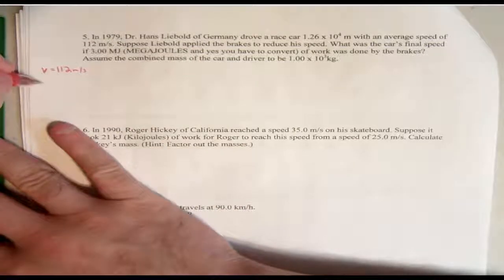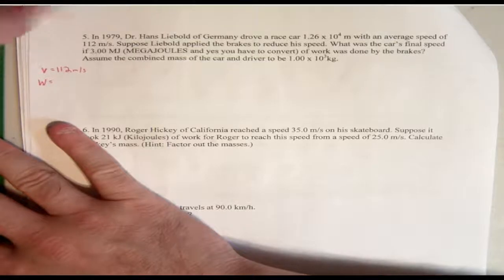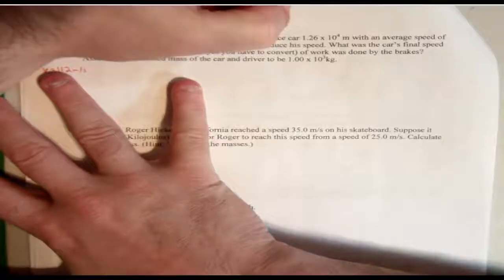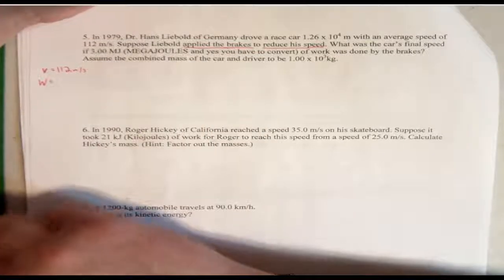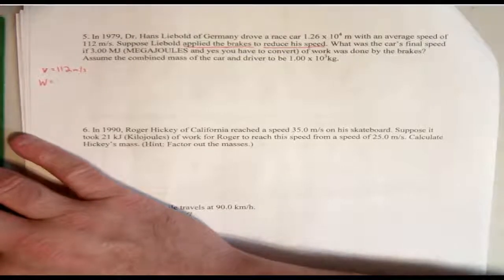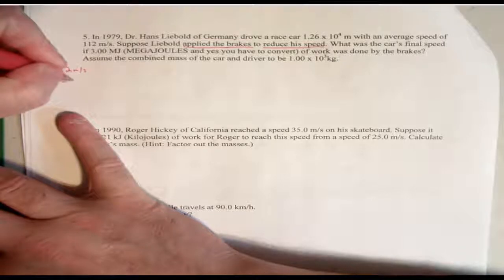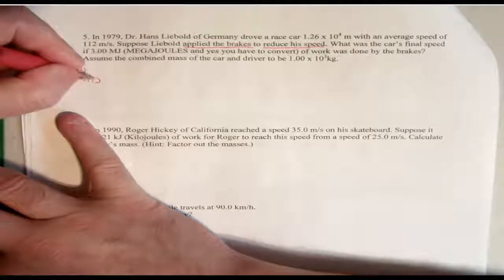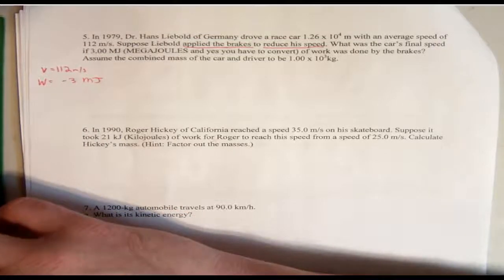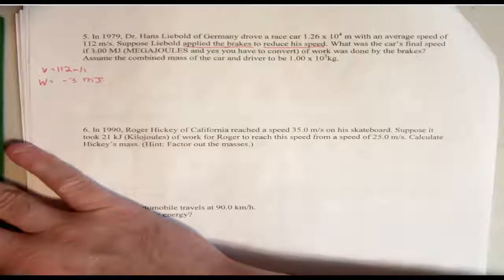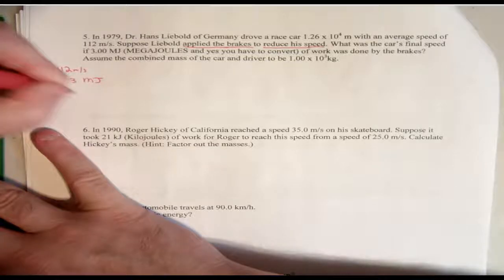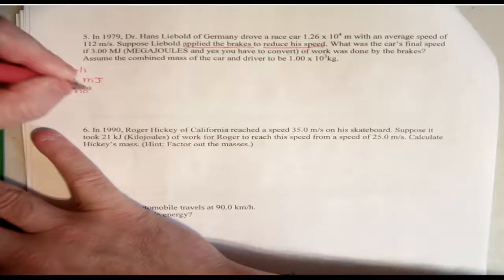Okay, so work equals, remember, he applied the brakes to reduce his speed. So what does that mean about work? That means work was negative, because it slowed the car down. So I'm just going to put negative 3 megajoules. You're going to need to convert that to joules, just FYI. Combined mass: 1.0 times 10 to the 3 kilograms.